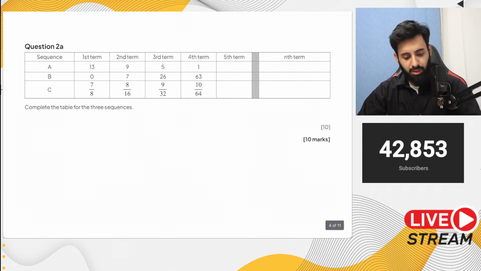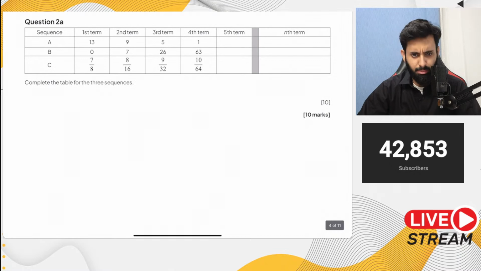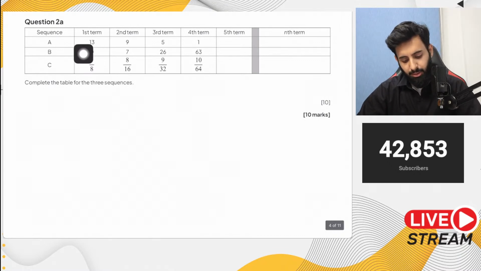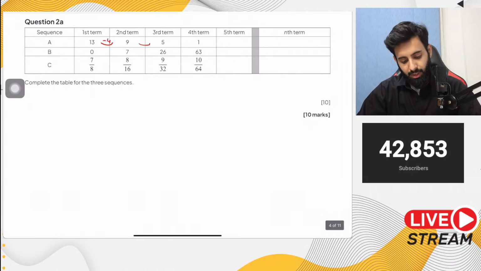So question number 2 is, again, you have to first complete the table. So you have a sequence here. Let's follow a pattern. Let's see. 13 to 9. So we can say that we're subtracting 4. Let's see if that's consistent. 9 to 5 is minus 4. 5 minus 4 is 1. So that means 1 minus 4 is going to be equal to minus 3.